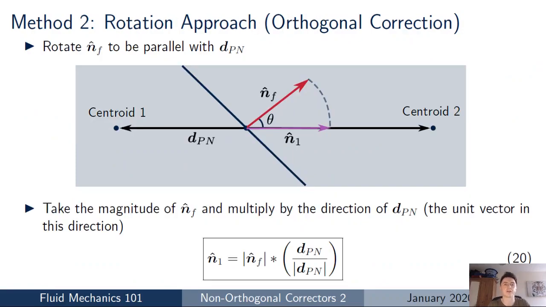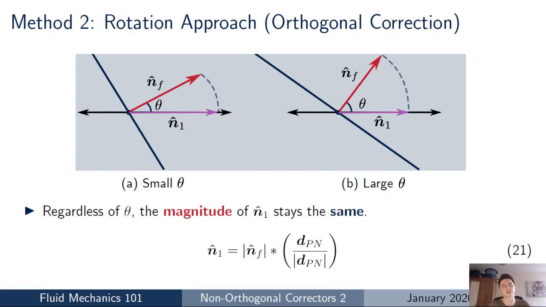The second method we're going to look at, I like to call the rotation approach, because it describes exactly what we're doing with the unit normal vector. In the literature, you may see this method referred to as the orthogonal correction approach instead. What we're going to do with this approach is just take the vector nf and rotate it so that it's parallel with the vector dpn, but keeping the same magnitude. And so our expression for n1 would just be the magnitude of nf multiplied by the unit normal vector in the direction of dpn. That gives us equation 20, which is an expression for n1.